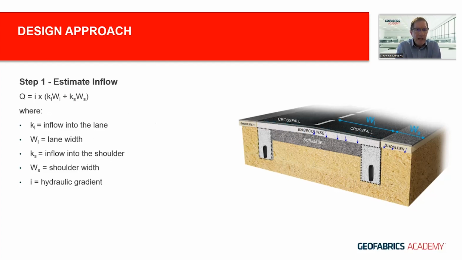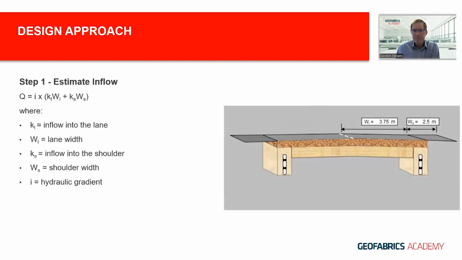So we need to calculate the inflow, and this is taken over the one side of the pavement. So you're looking at your lane, single lane or dual lane, and your shoulder. And you need to calculate the inflow over each of those widths, add them all together and multiply that by the hydraulic gradient. And in this case, hydraulic gradient is 1 for water entering into the pavement.